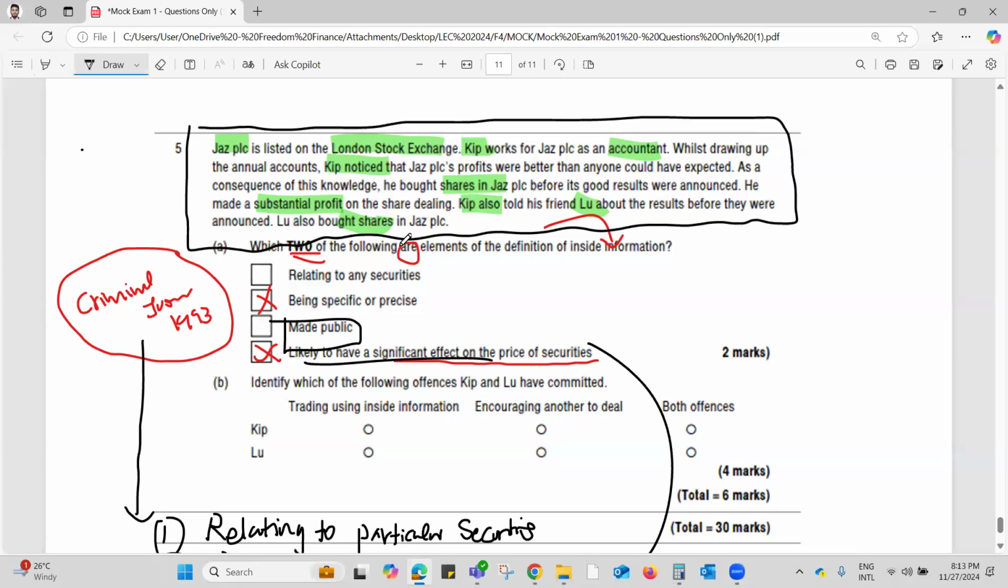So the elements of the definition of inside information: it needs to be specific or precise and should cause a significant effect on the price of securities, because you are making substantial profits. That signifies that it is causing a significant effect on the price of securities.